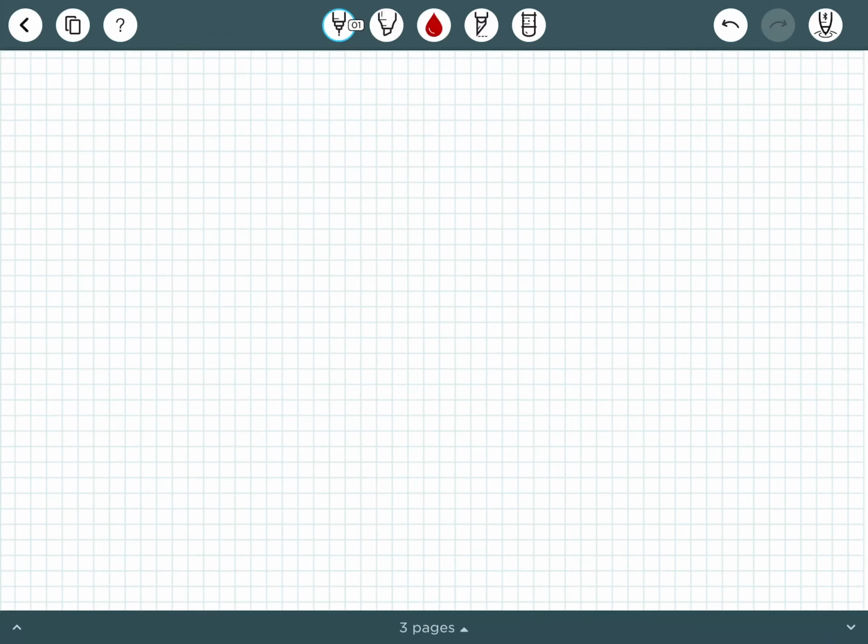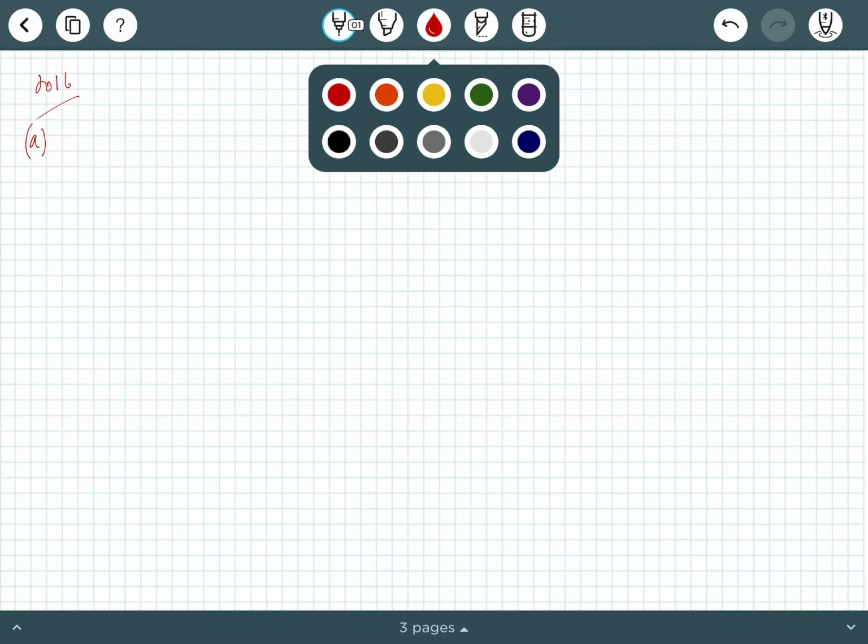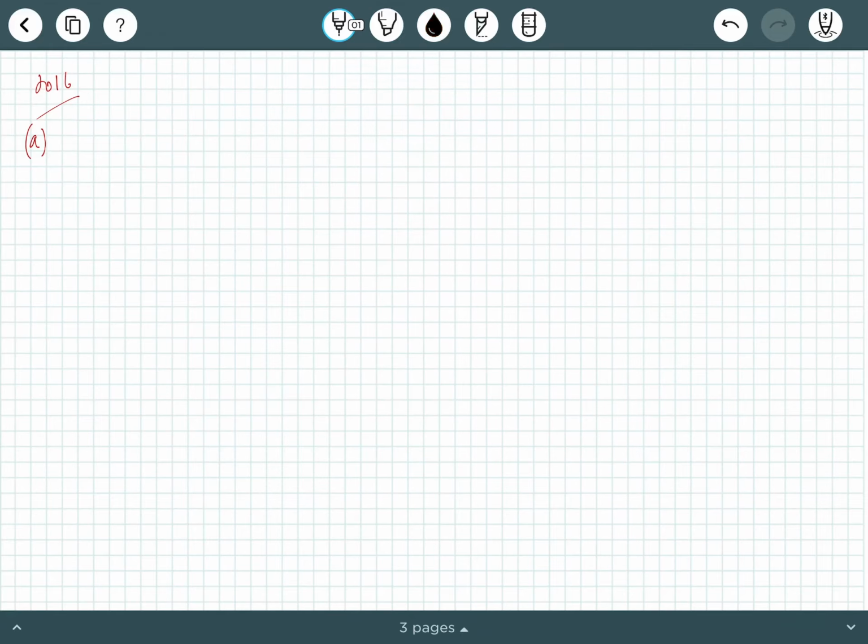So this was question 20, this was 2016, and this is part A. It says at the start of the question, z1 is 1 plus 3i, z2 is 2 minus i, and again, as it always says, i squared is equal to minus 1. Now, I'll write out z1 here, make it easier for me and for you guys to see it. And z2 is 2 minus i.